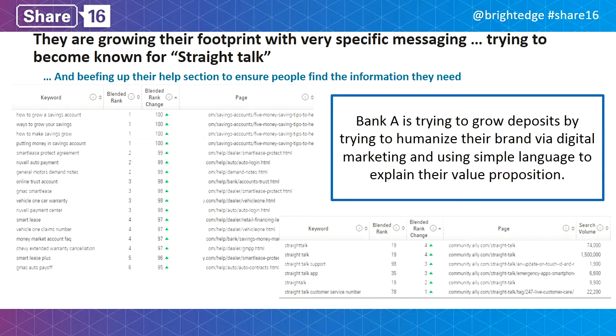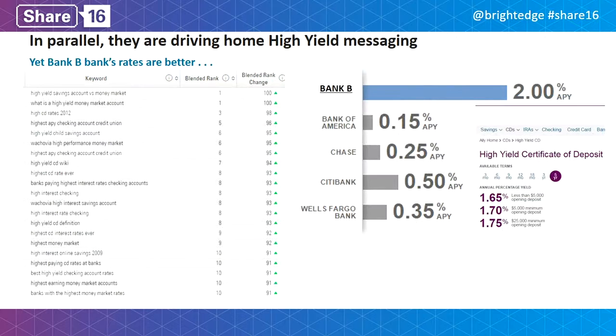right? Well, that's great. But here's the crazy thing. So remember I said that Bank B had like 40 times the presence of Bank A? Well, Bank A was also not only messaging the straight talk, the human sort of notion, and the helps and the beefing up their help section. What they're also doing is saying, not only do we have great service through online, we have the best rates, right? That's what they're talking about.